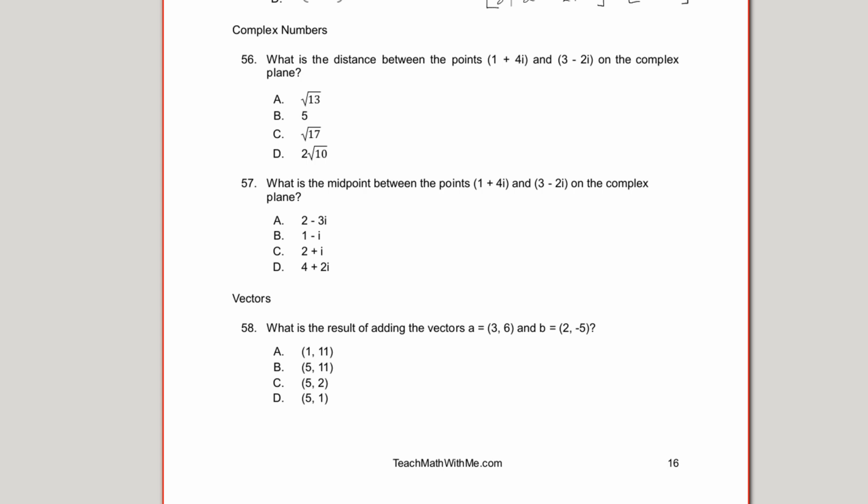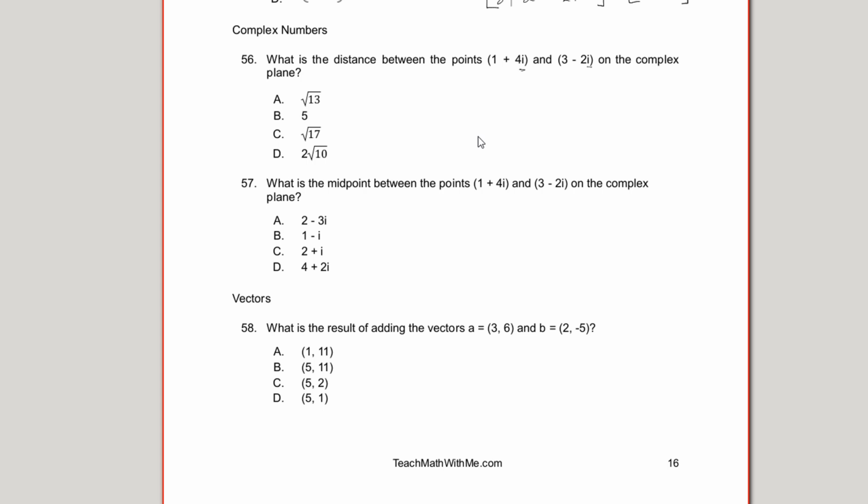Now let's take a look at a few questions about complex numbers, and this has a real value and an imaginary value. The imaginary values are indicated with the i. So when we're looking at that, you can think of it as you do with variables, that you can only add like values and that sort of thing. So what is the distance between the points 1 plus 4i and 3 minus 2i on the complex plane?